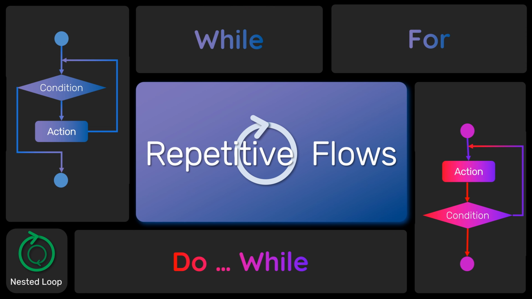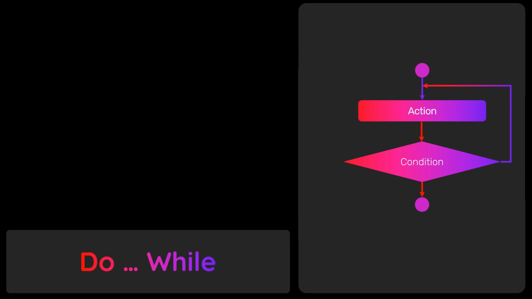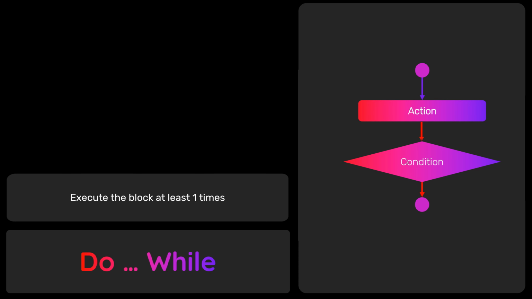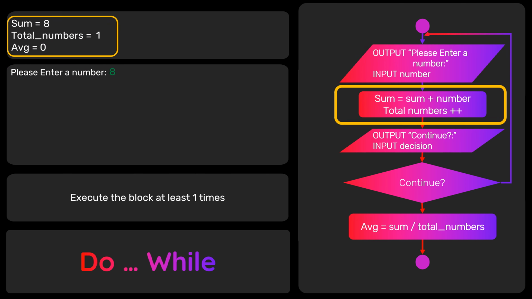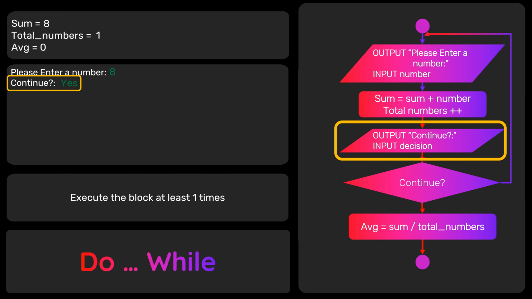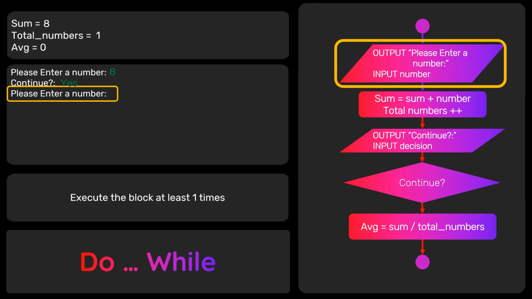After learning how to implement the entry control loop, now we will continue with the exit control loop. Do while loop will execute the block at least one time before checking the condition. We will use a do while loop to implement a program to calculate the average of some numbers. The program will loop until the user doesn't want to continue and show the average of the numbers after exiting the loop.